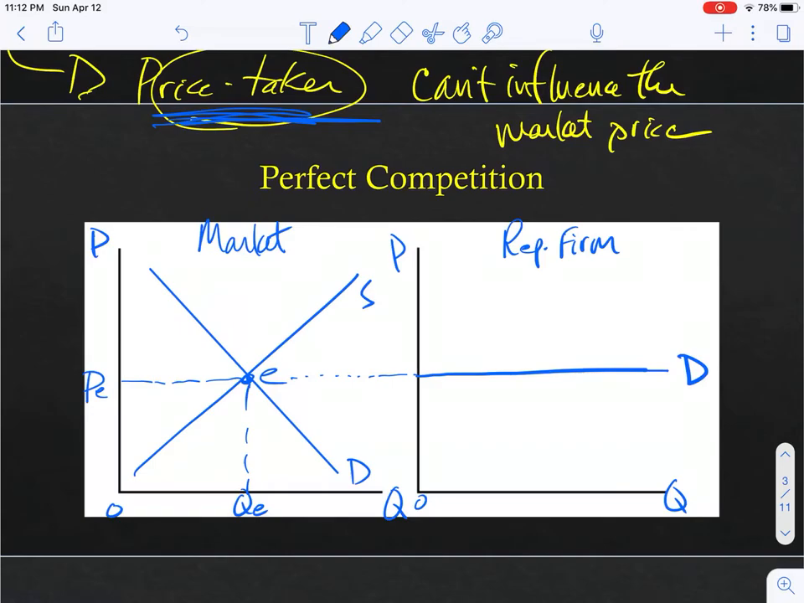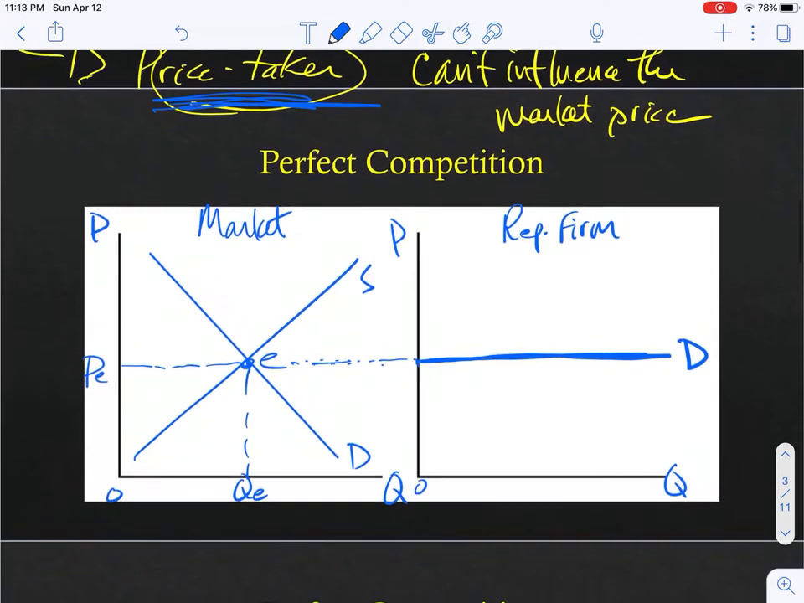Now, the market demand curve over here on the left graph, right? The market demand curve is downward sloping. But there's so many small firms all making identical products that the demand curve for any one firm is perfectly elastic. It's horizontal at the market price. So that is your demand curve. Right? So for the firm, it is this horizontal line, horizontal demand curve at the market price. Right? You pull that from the graph on the left.